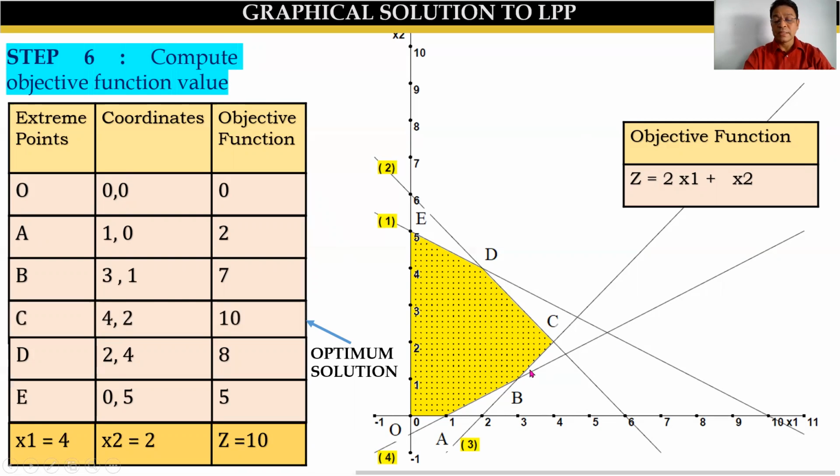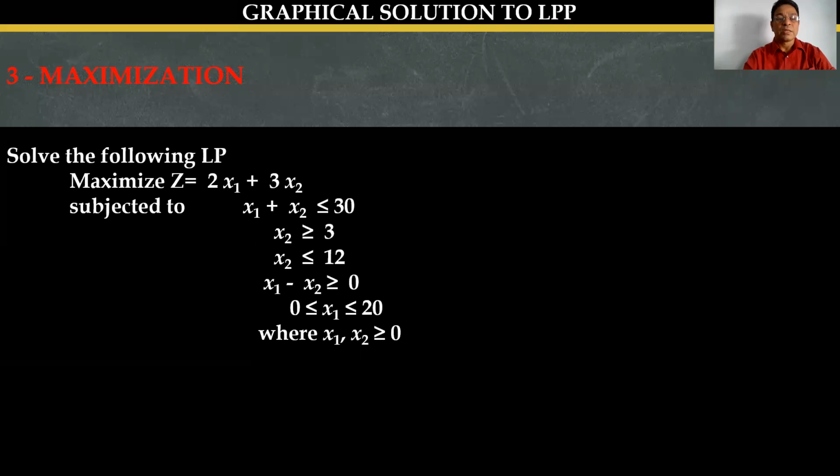So we complete our second sum here. Now let us move on to the third sum. Again, this is a maximization type of sum, and we have how many constraints? 1, 2, 3, 4, and 5. We can see one difference here: the second constraint and fourth constraint are greater than or equal to type.